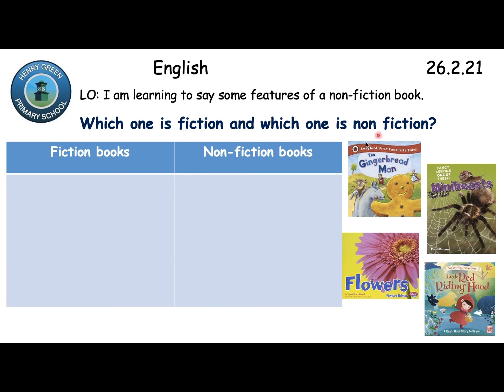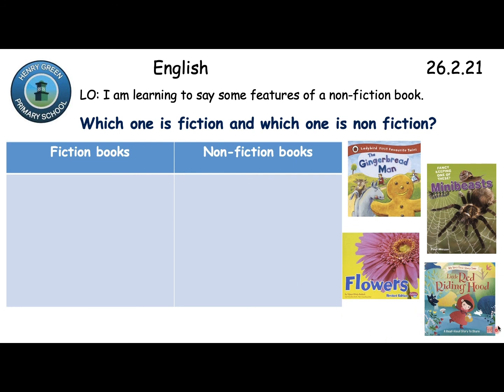Do you think The Gingerbread Man is a fiction book or a non-fiction book? Do you think this book here, this book all about mini beasts, belongs in the fiction book or the non-fiction book? How about this book? This book is all about flowers. Where do you think this book belongs? Fiction book or the non-fiction book?